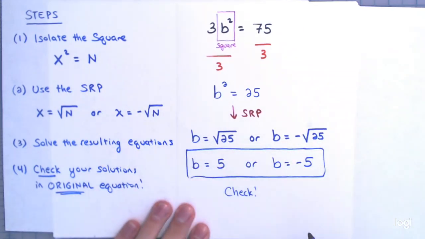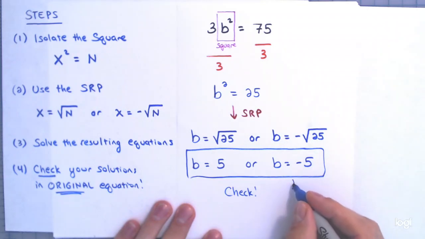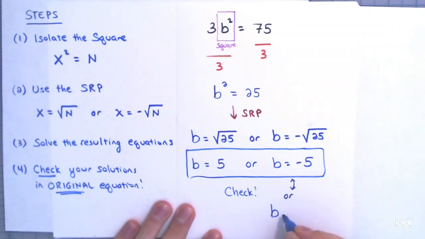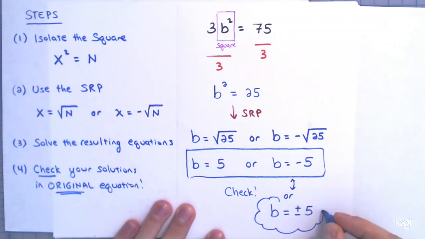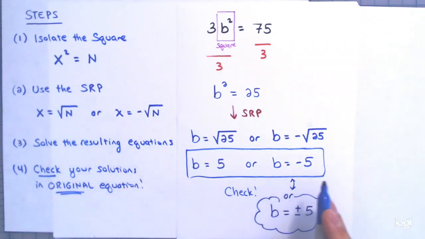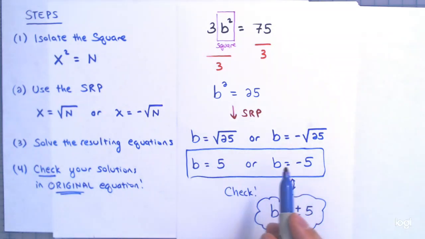I'll circle them both. And again, you'll see this in a lot of books, you could write b is equal to plus or minus 5, because they look exactly the same, but just one's got a plus, one's got a minus. This statement here means b equals positive 5 or b equals negative 5, the same statement I have in the box above it. All right, great.